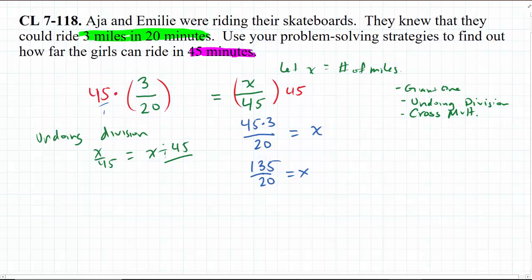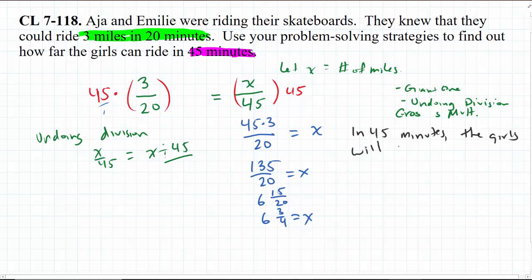20 goes into 135 6 times, and we'll have 15 left over out of 20. So that's going to be 6 3/4 equals x. So let's go ahead and write a statement. In 45 minutes, the girls will go 6 3/4, or 6.75 miles.